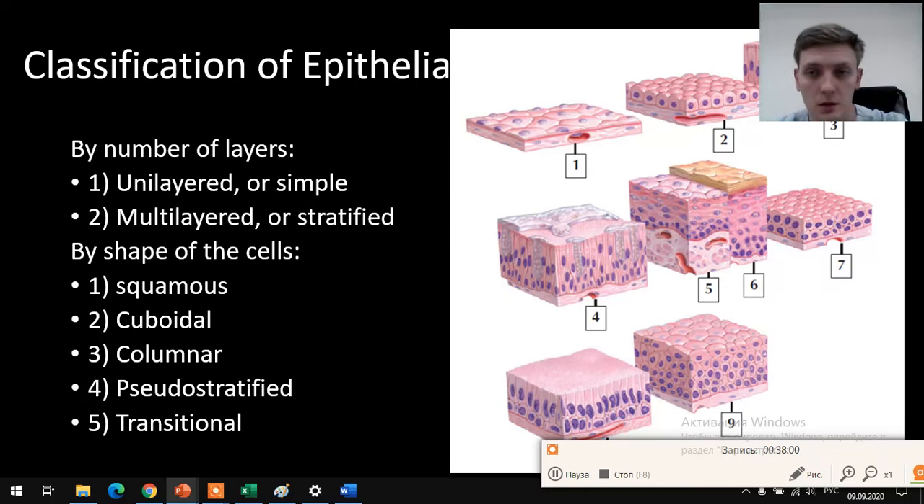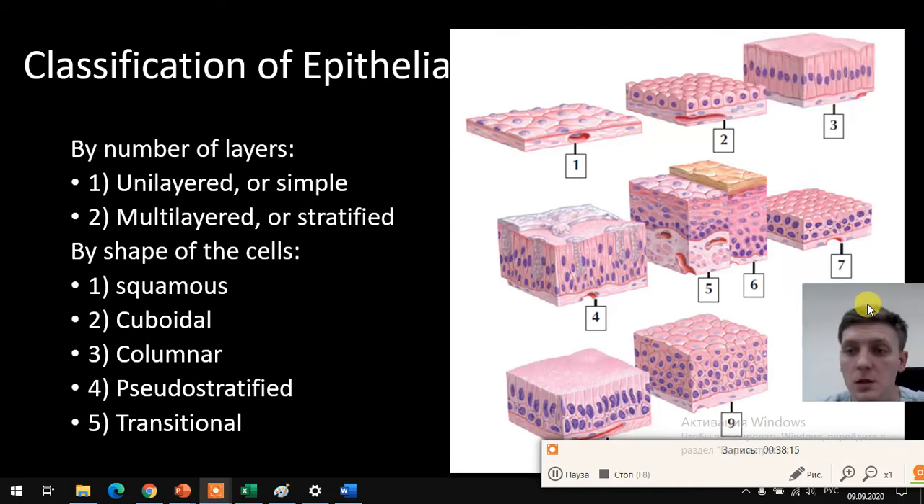Okay, and then let's move to the chapter of classification of epithelium. Epithelium is classified by these two features. The first is the number of layers. It might be unilayered, also known as simple, and multilayered or stratified. So here you see some examples. This one is unilayered, one layer of cells present. And here is the example of multilayer. You see 1, 2, 3, 4, a few layers which are present here. How they are arranged is also a point of our further discussion.